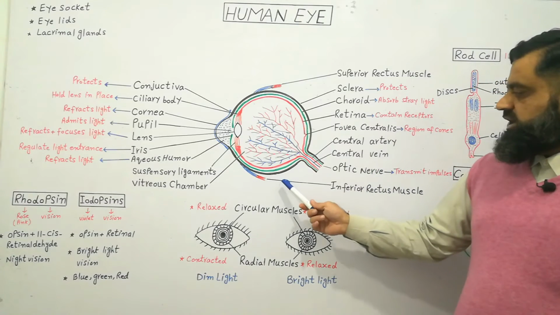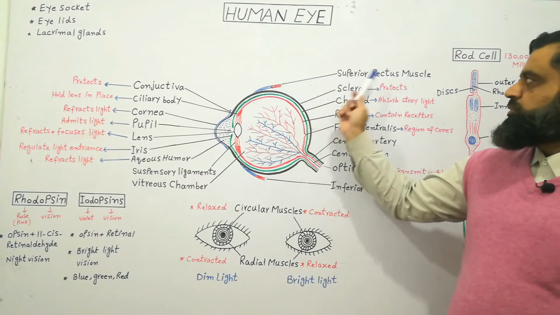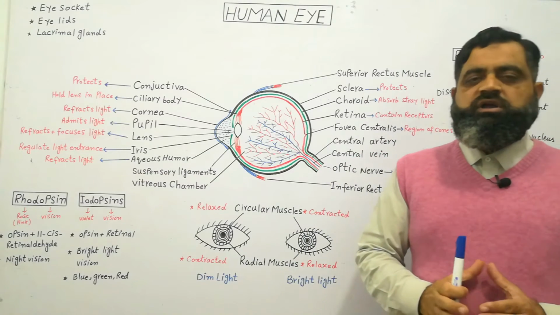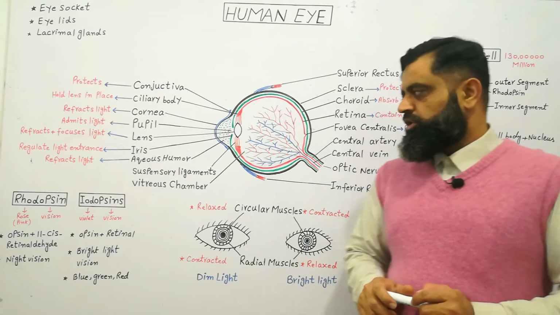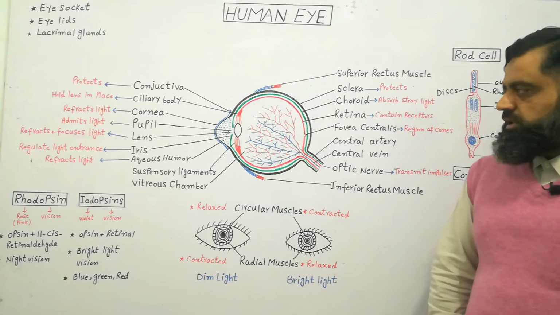There are two muscles attached to the eyeball. One is known as the inferior rectus muscle and one is the superior rectus muscle. There are 6 other muscles also which hold the eyeball with the eye socket and help in the movement of our eyeball. Now let's look at the function of all these parts of the eye.